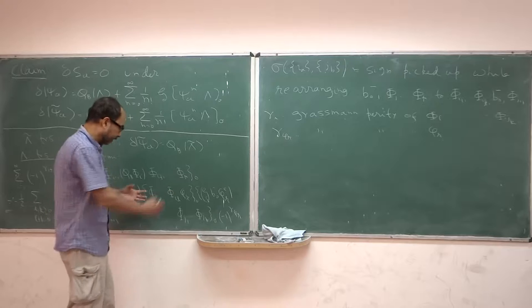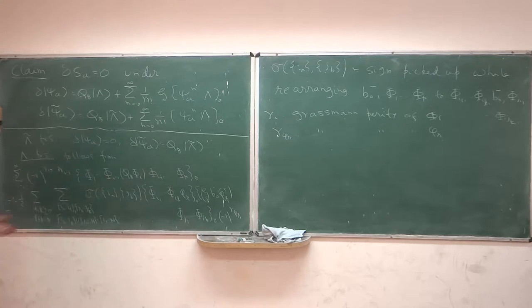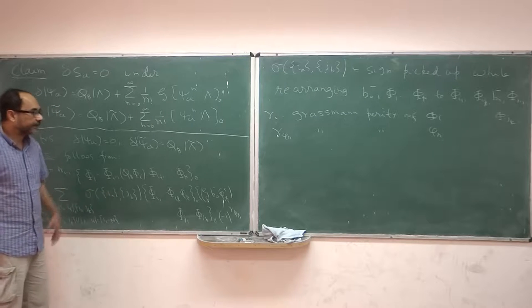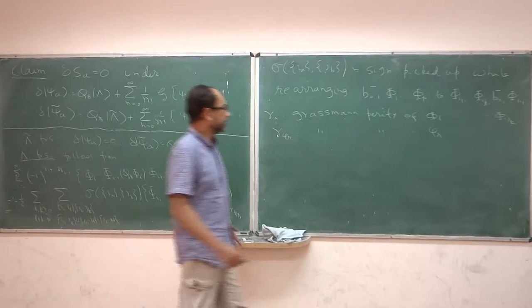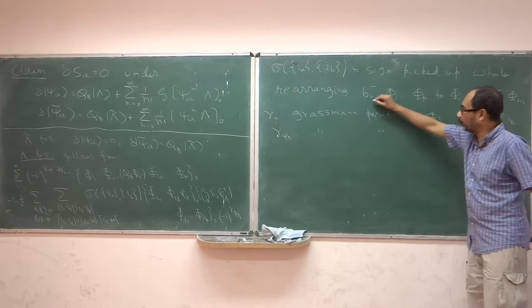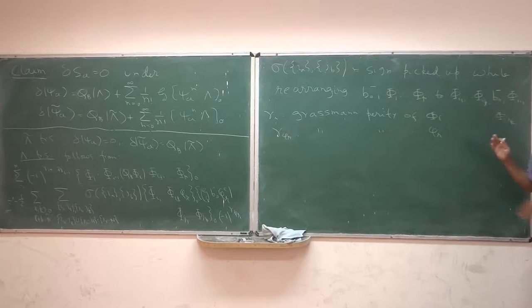Then we have these two products, and this sigma is a sign that you pick up. This is the same sign that you will pick up if you start with an arrangement of the following form: e0 minus phi 1 phi 2 ... phi n, and then try to rearrange them to bring it into the form phi i_1 ... phi i_l, then e0 minus, then phi j_1 ... phi j_m.